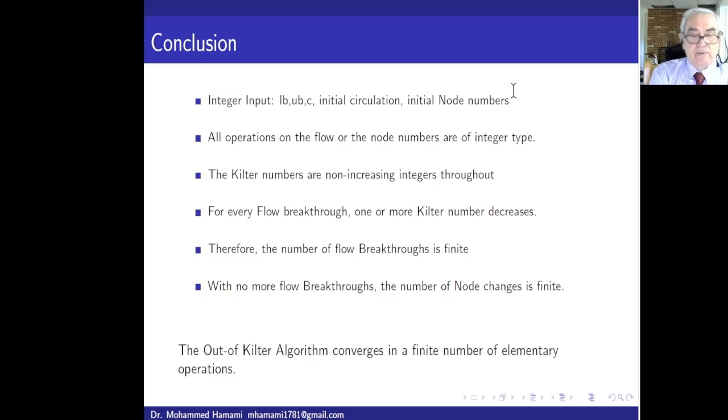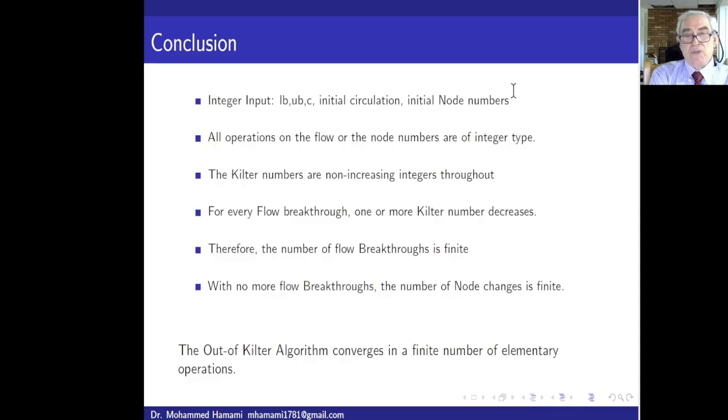So therefore, the number of flow breakthroughs is finite. And then with no more flow breakthroughs, that's it, we could not change the flow at all. Then the node number changes are finite also, and that's why this algorithm, the out-of-kilter algorithm, produces the optimal solution, the optimal flow, and also the optimal dual variables, which, by the way, can be used to do sensitivity analysis on the final cost.